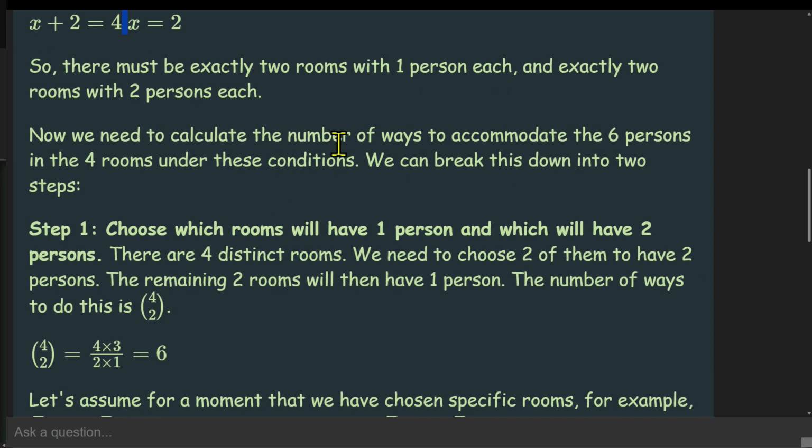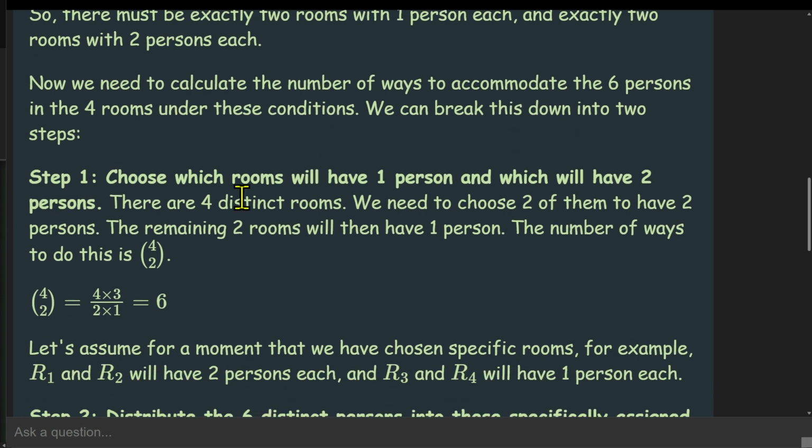So we need to calculate the number of ways to accommodate the six persons in the four rooms under this condition. We can break this down into two steps. Step one, we choose which rooms will have one person and which will have two persons. There are four distinct rooms, so we need to choose two of them to have two persons. The remaining two rooms will have one person. The number of ways is 4C2.